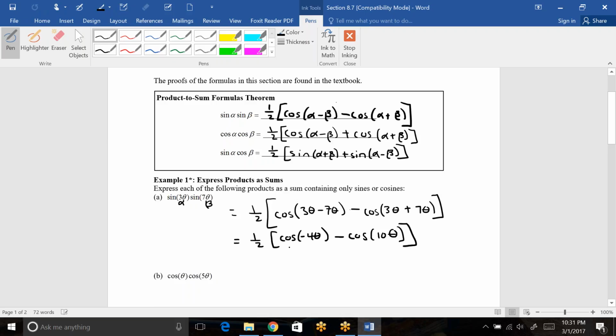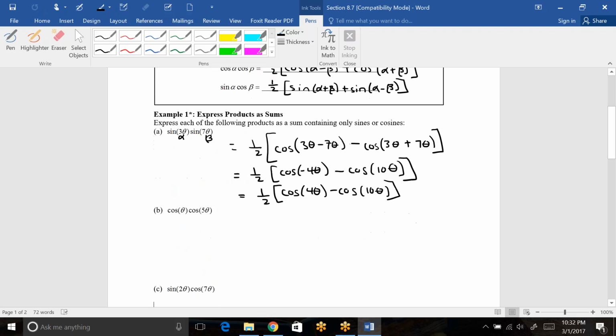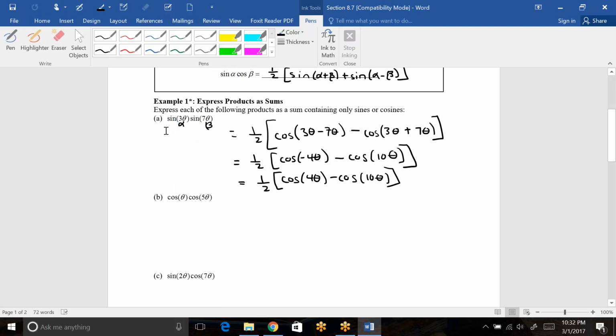And then because cosine is an even function, the negative inside, remember, is just the same as having the positive inside. So in simplified form, that would be a cosine of 4 theta minus a cosine of 10 theta, all times 1/2.